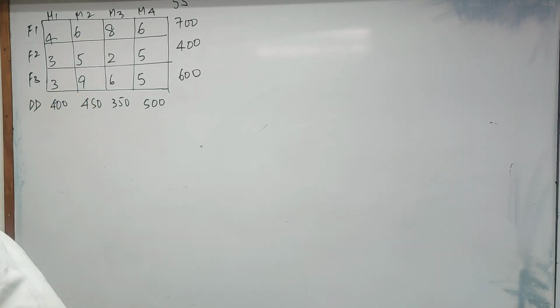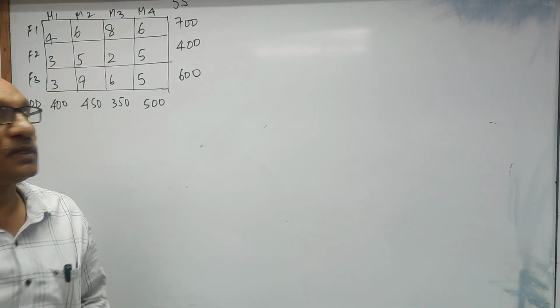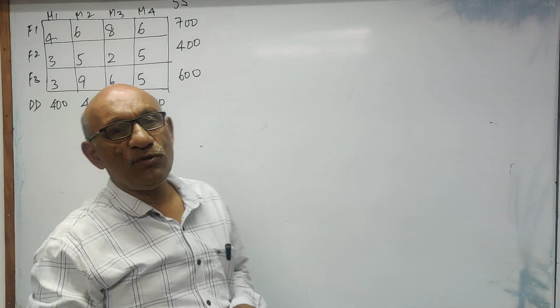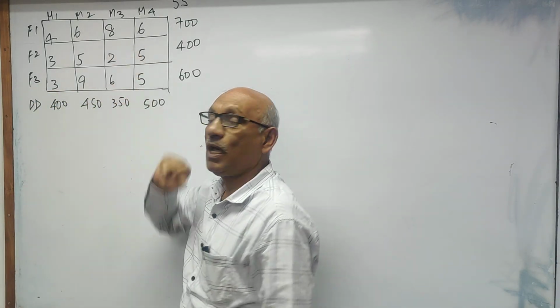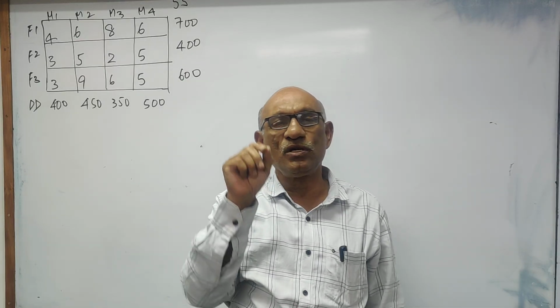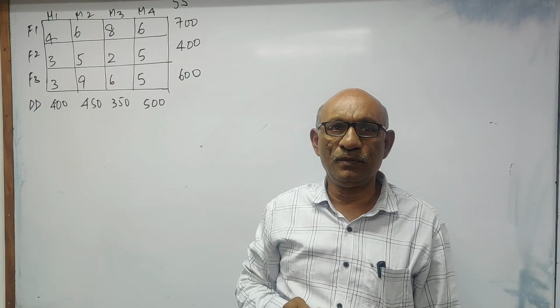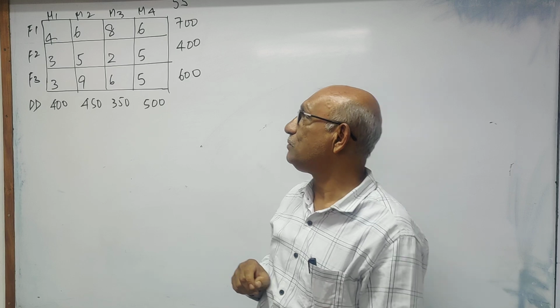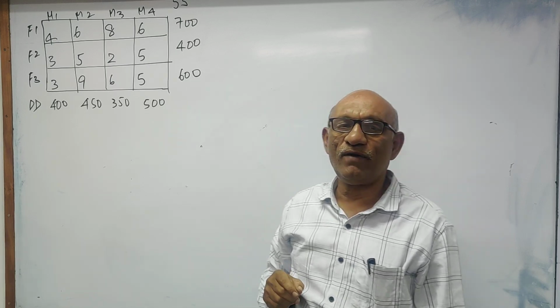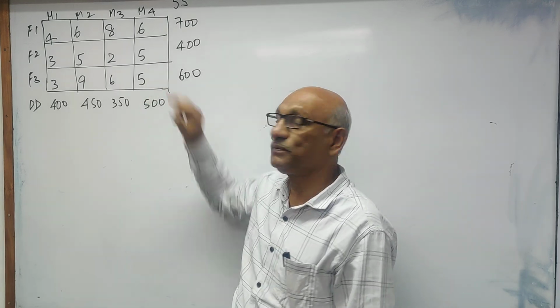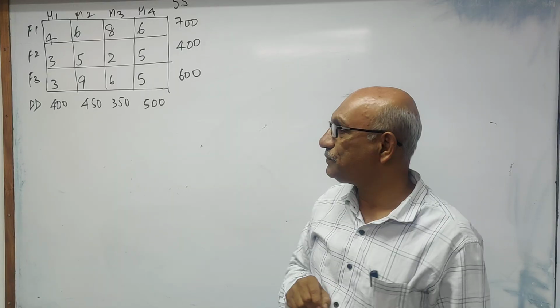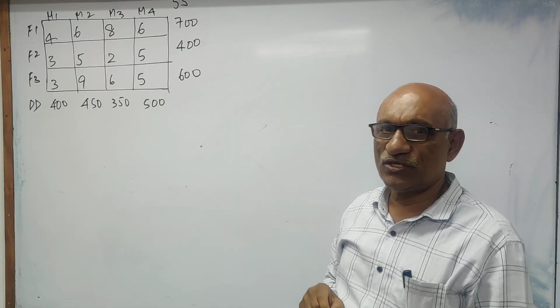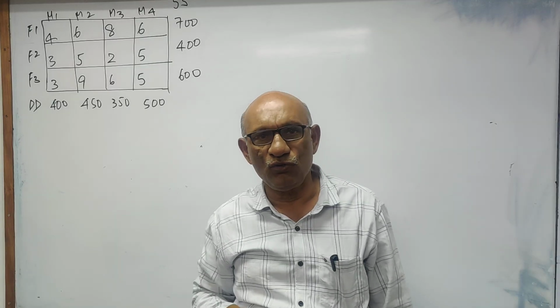This is my question. The numerical values inside the cells will represent transportation cost, per unit cost in thousands of rupees. Here, very first step is find the initial solution.